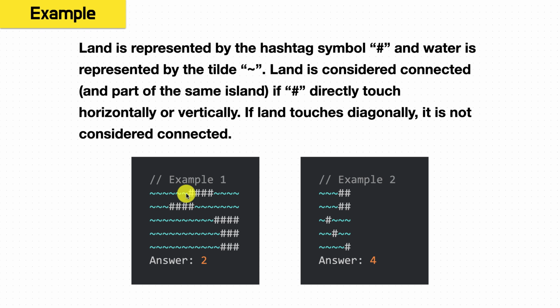Let's understand our data. Land is going to be represented by the hashtag or pound sign. Water is represented by the tilde. Land is considered connected and part of the same island when they touch horizontally and vertically. So here's one island, and here's two islands. However, land that touches diagonally is not considered part of the same island. So in this example, we have one island here, then 2, 3, 4.